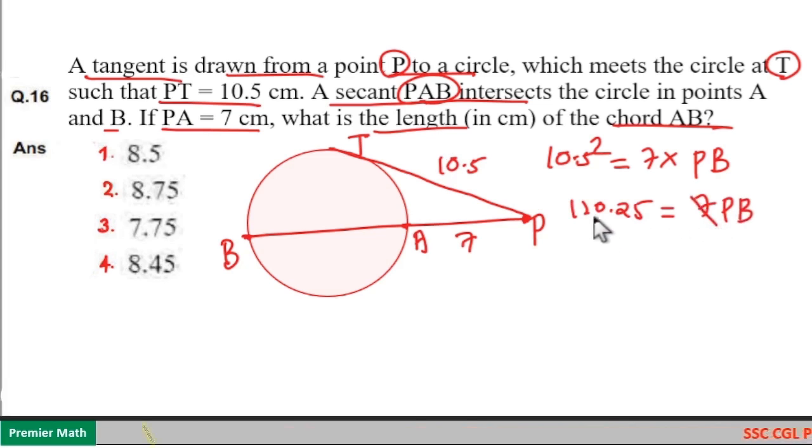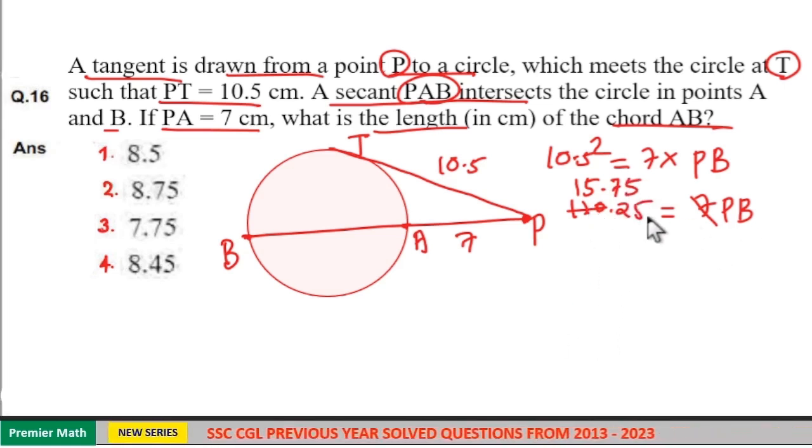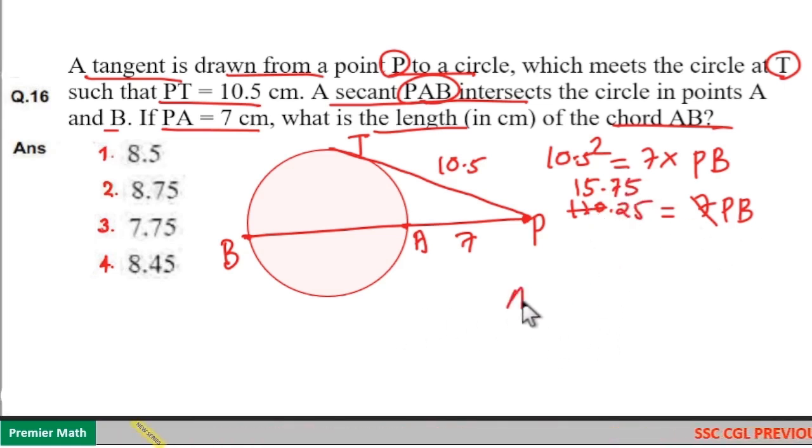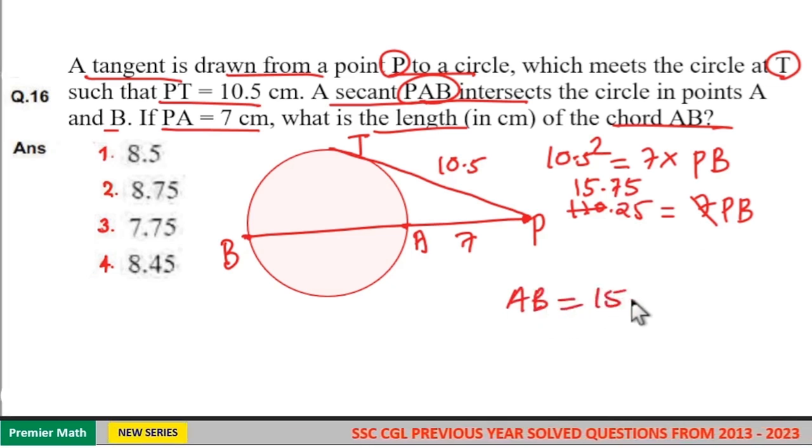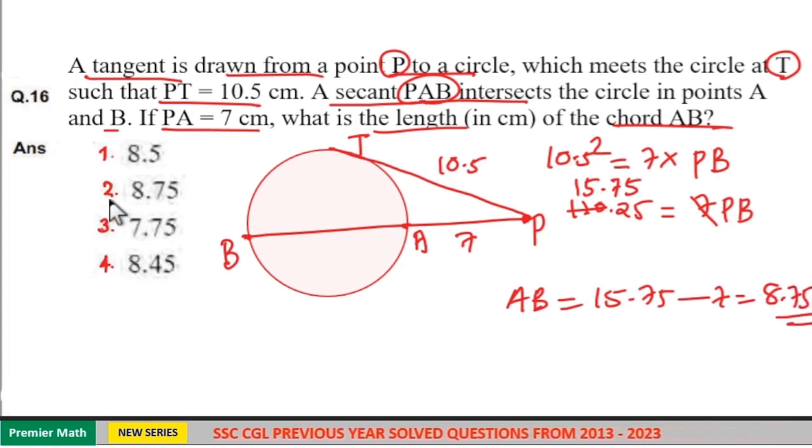Now 7 goes 1 time in 11, remaining 40, 7 goes 5 times in 35, remaining 5, 7 goes 7 times in 49, remaining 3, 7 goes 5 times in 35. So PB is 15.75. Then AB is equal to 15.75 minus 7, which is 8.75. So option 2 is your answer.